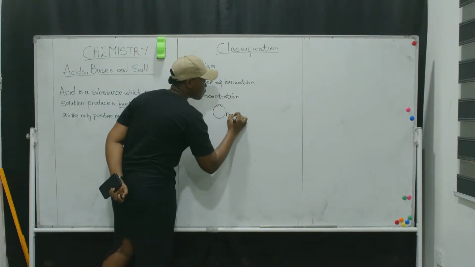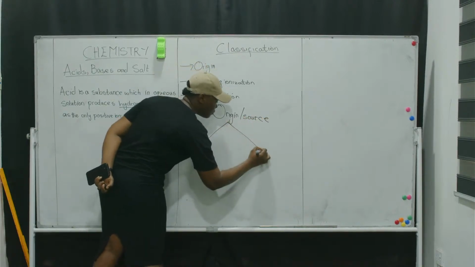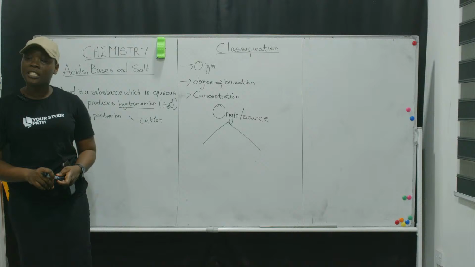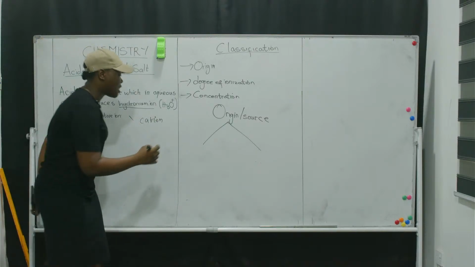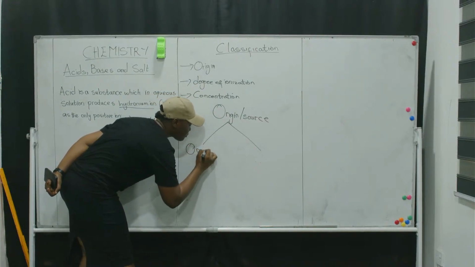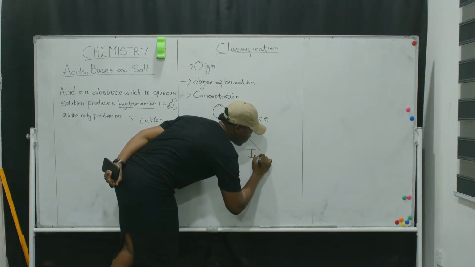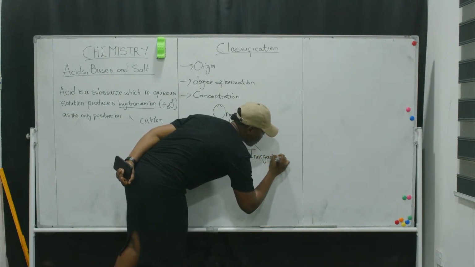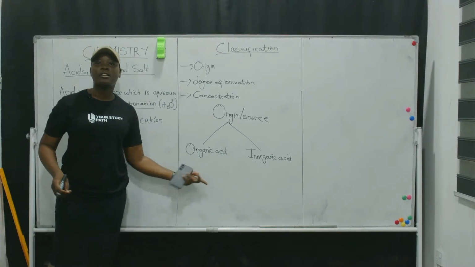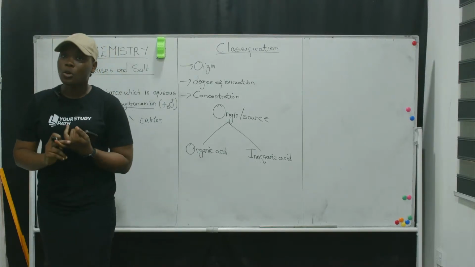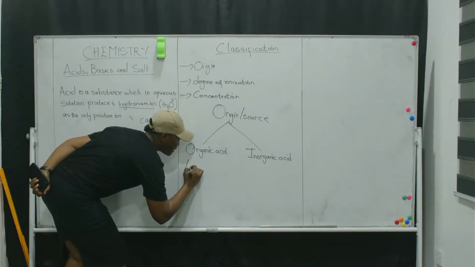When we talk about origin, we also mean source. That means where do you get it from? Because under this classification, we can consider organic acid and inorganic acid. When you hear the word organic acid, what comes to your mind? Something that you can get from either plants or animals.